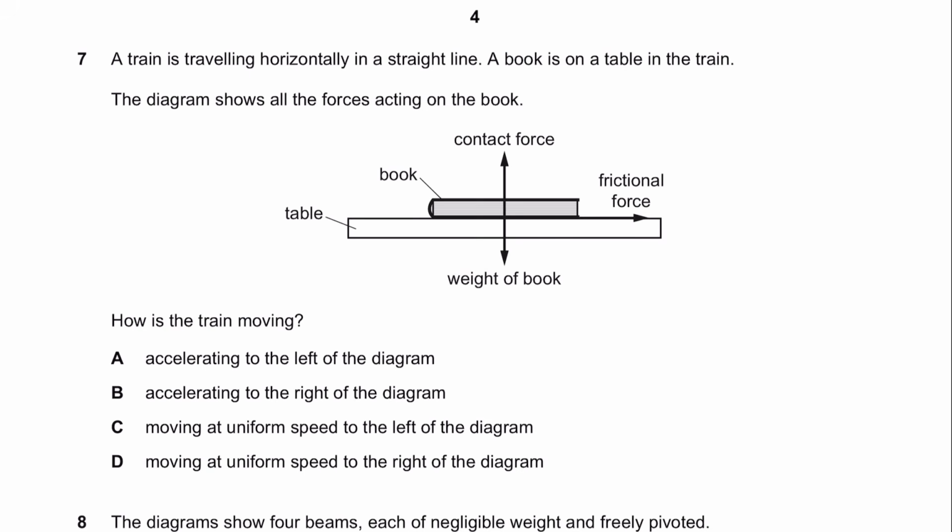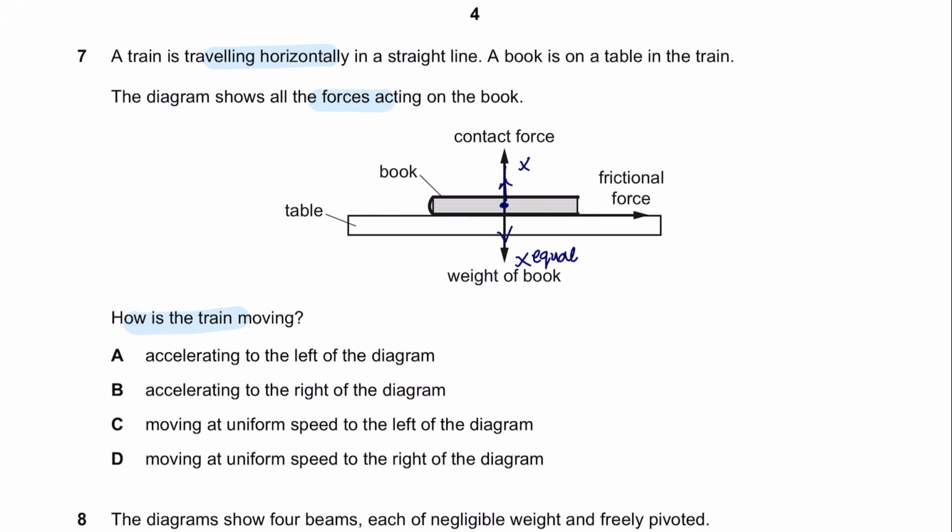Question 7. A train is traveling horizontally in a straight line. A book is on the table in the train. The diagram shows all the forces acting on the book. How is the train moving? The upward and the downward force here is equal. It means that the book is not moving up or down. However, as you can see here, for the horizontal axis, there's only one force, which is frictional force. This means that if frictional force is acting in this direction, the book is moving backward in this direction.